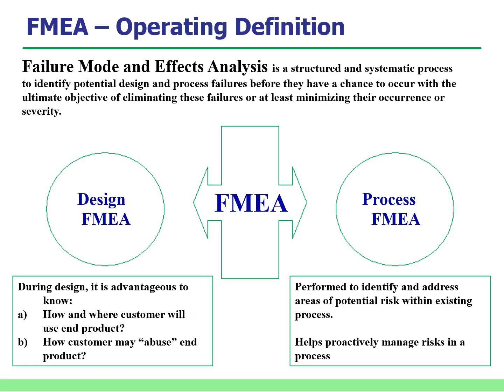Failure mode and effect analysis is a structured and systematic process to identify potential product and process failures before they have a chance to occur, with the ultimate objective of eliminating these failures or at least minimizing their occurrence and severity. So it can be design FMEA or process FMEA. During design, it is advantageous to know how and where the customer will use the end product, while process FMEA is performed to identify and address areas of potential risk within existing processes.